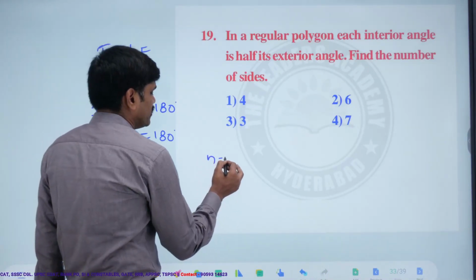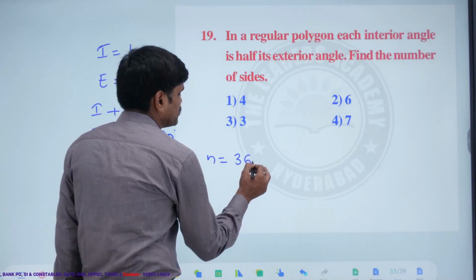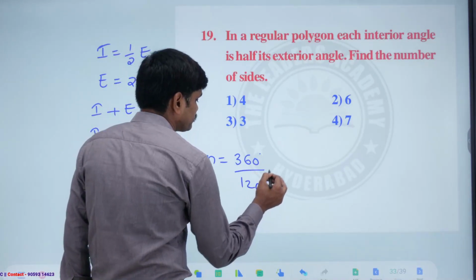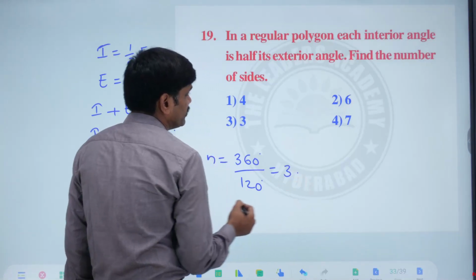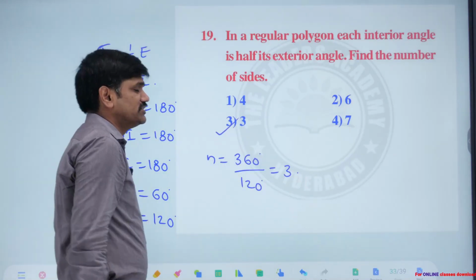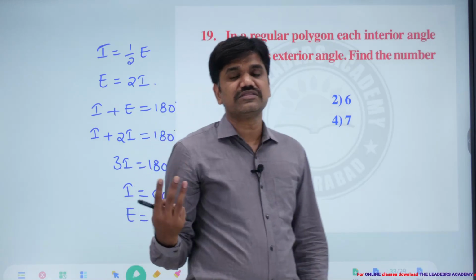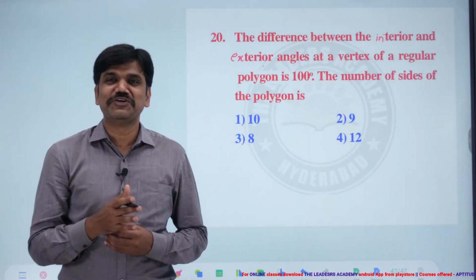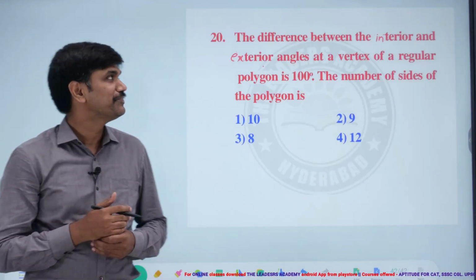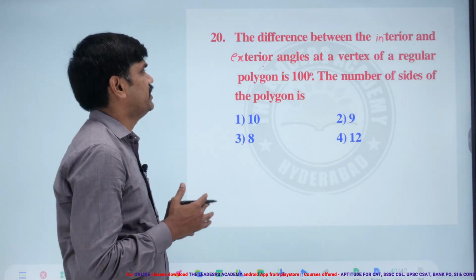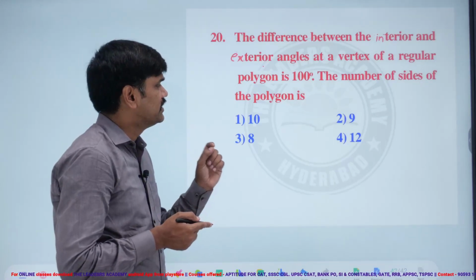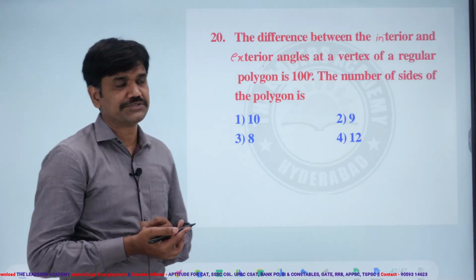So the number of sides, if I want, I will divide 360 degrees by each exterior angle, that is 120. That will give you how much? 3. So that is a polygon with 3 sides, we can say. Next, let's have a look at problem number 20. The difference between the interior and exterior angles at a vertex of a regular polygon is 100 degrees. The number of sides of the polygon is?